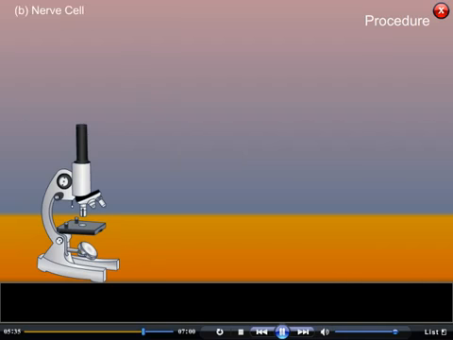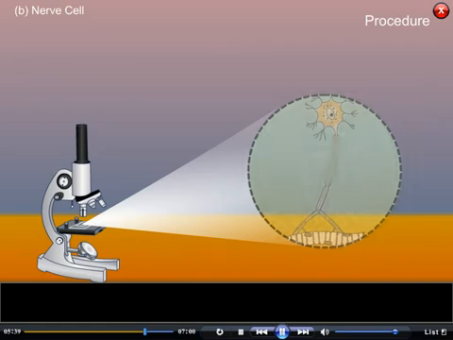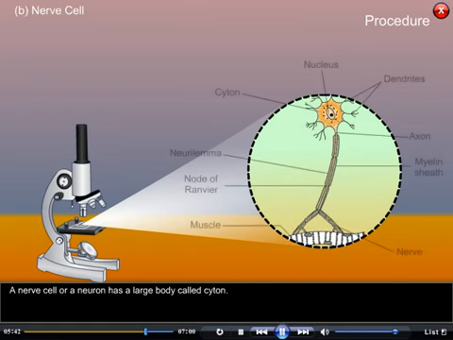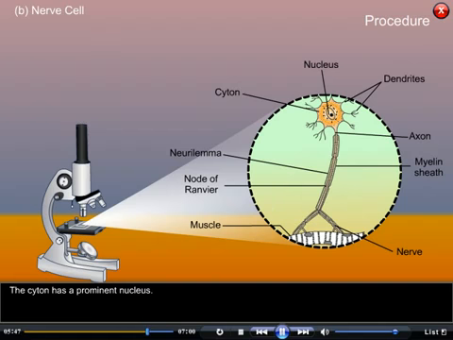B. Nerve cell. A nerve cell or a neuron has a large body called cyton. The cyton has a prominent nucleus. Cyton has cytoplasmic projections called dendrites. One of the dendrites is long and is called axon. A group of axons held together by connective tissue is called a nerve.